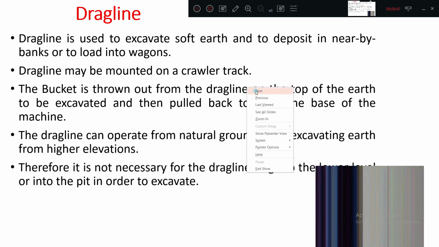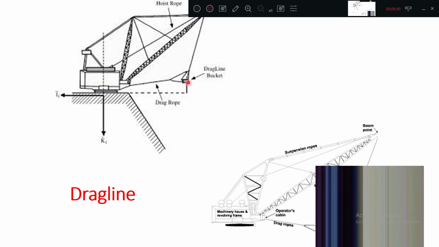See how it is operated. This bucket is thrown here using this boom arrangement. Thrown here, it will go in deep. It is dragged back to the shore like this. While dragging, it is taking the sand with it. In the bucket, the sand is collected. From there, again, the movement is there. From there, it is going to deposit here, or some wagons are there. So there it is going to deposit.